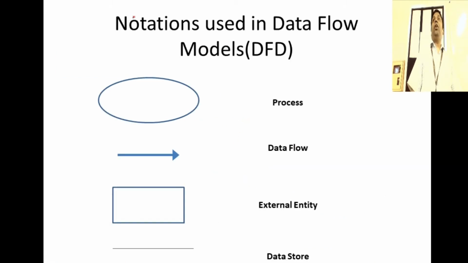Even before going in for construction of a data flow, we have to understand the notations used in a data flow model. These are standards, like you have in a flow chart. You have standard notations in a DFD. What are those standard notations? You represent the process using an oval. A process can be anything. Like I told you, posting attendance is a process.